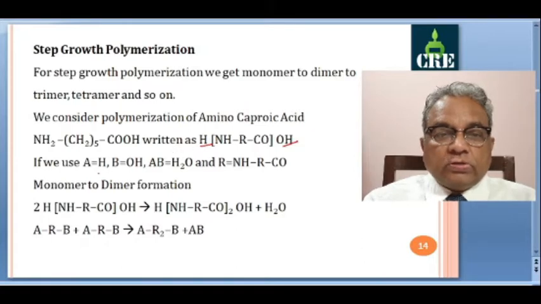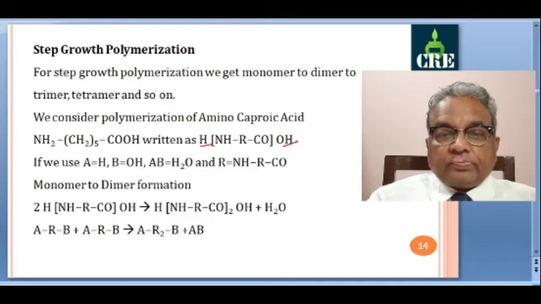So we'll use the symbols. For H we'll use A, for OH we'll use B, for water H2O we'll use AB, and this NHRCO we will use the symbol R. And this will write monomer to dimer formation.